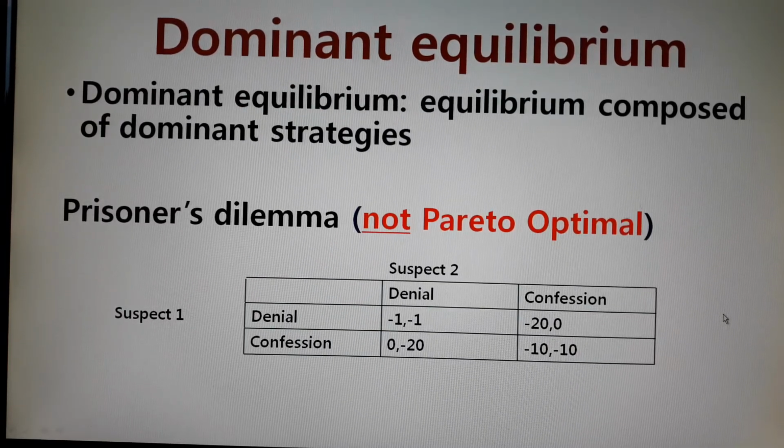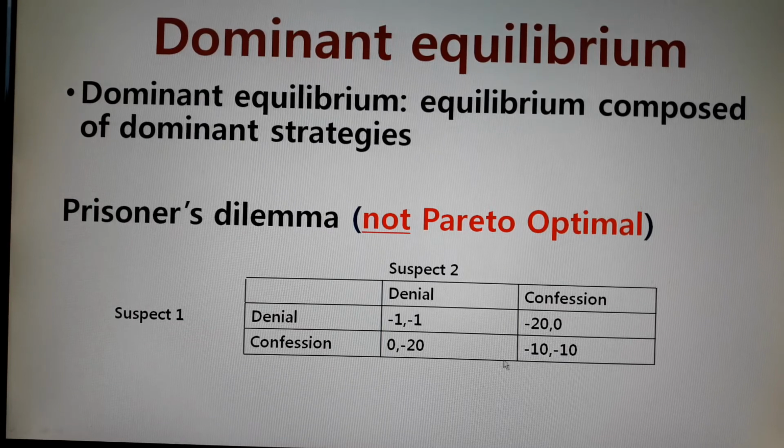Dominant equilibrium, as I said, is an equilibrium composed of dominant strategies. The well-known example is the prisoner's dilemma. Look at this typical case. The police have suspect 1 and suspect 2, who committed a crime together. If they both deny it, there's no evidence whatsoever, so they will be in jail for 1 month.